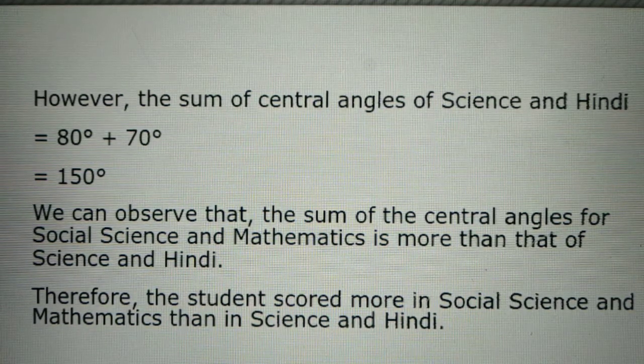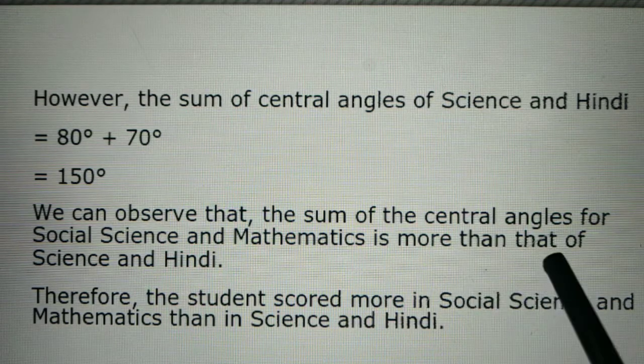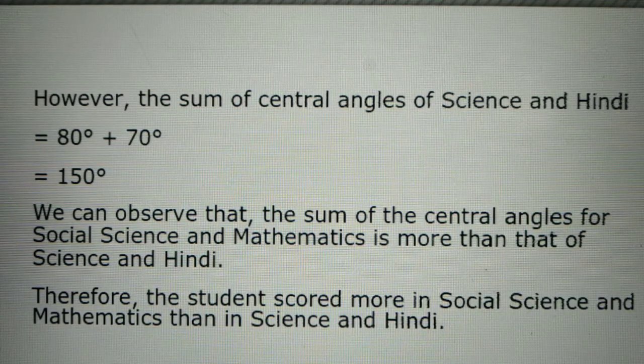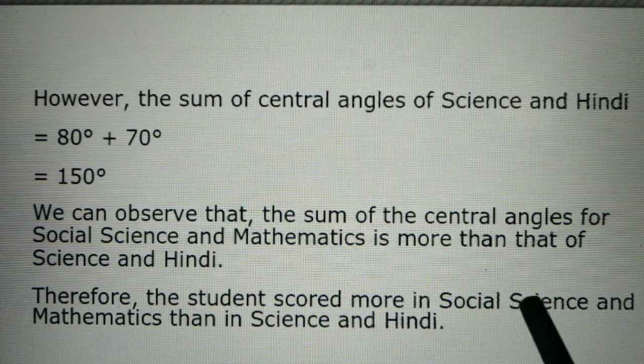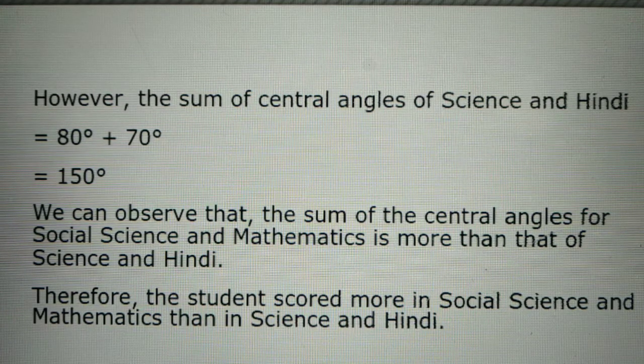So we observe from these two additions that the sum of the central angles of social science and maths, that is 155 degrees, is more than that of science and Hindi. Therefore, the student scored more in social science and maths as compared to science and Hindi.